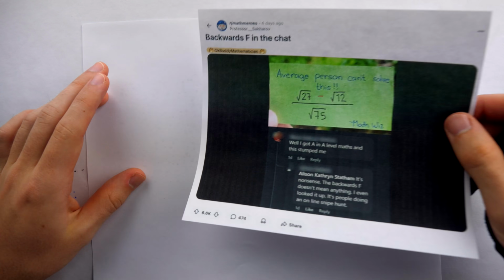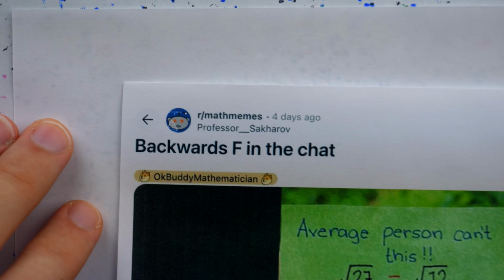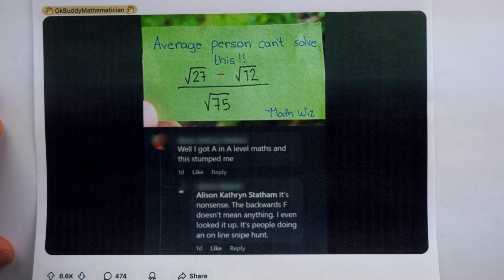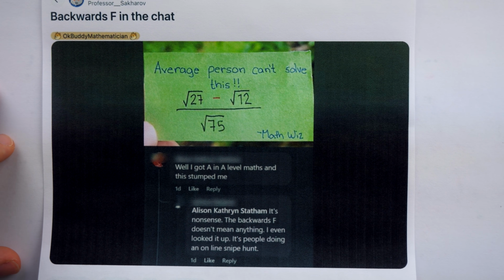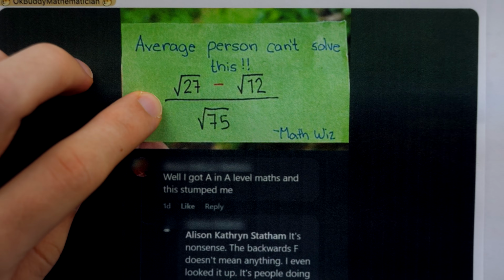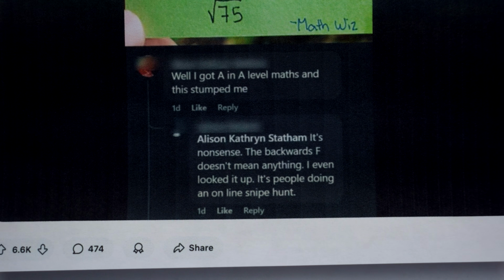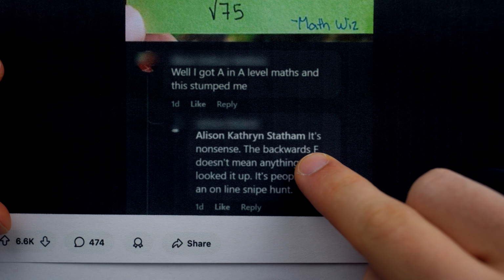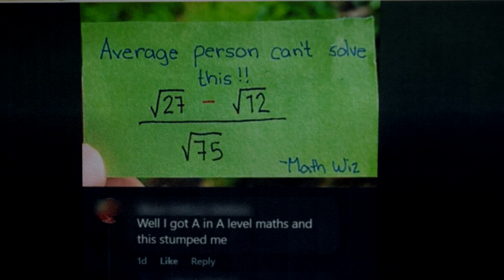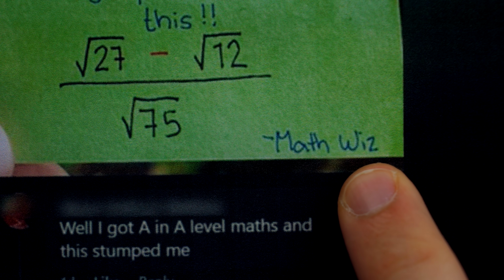I saw this math problem shared the other day on r/mathmemes, and it got well over 6,000 upvotes. So there must be something funny about this, or maybe it's just a really interesting math problem. Let's start by taking a crack at the problem, then we'll take a look at this comment and reply, and some other people's thoughts. And we're gonna figure out just who this so-called Math Wiz is.